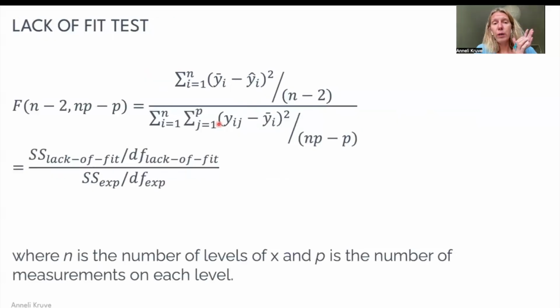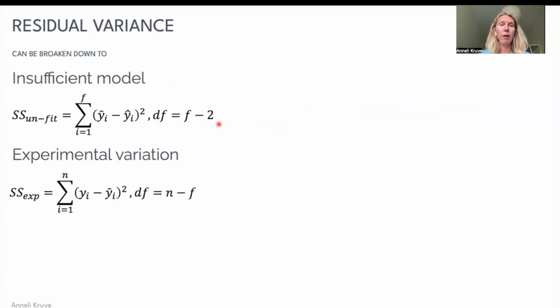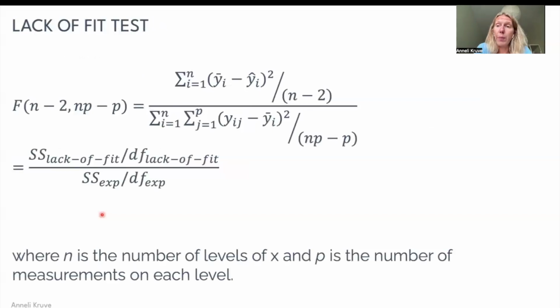Now, what is more useful in the quantification setting is the lack of fit. And this is the comparison now of the two residual variances. It is the model insufficiency and the experimental variance. So if the model has a systematic error in comparison to experimental variance, then the SS of lack of fit should be much larger than the experimental variance shown here. And therefore, this is also the comparison that we are doing with the lack of fit test.